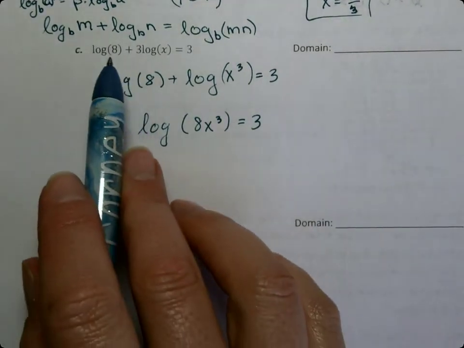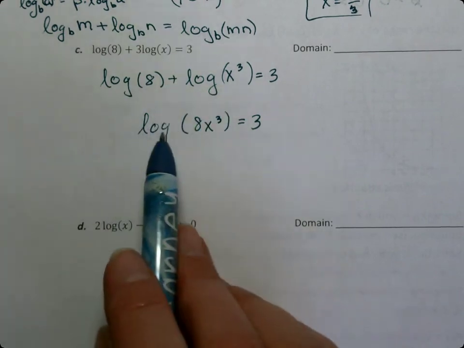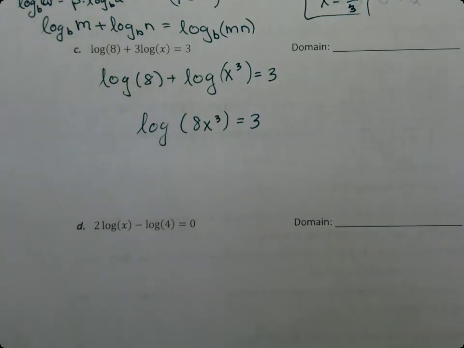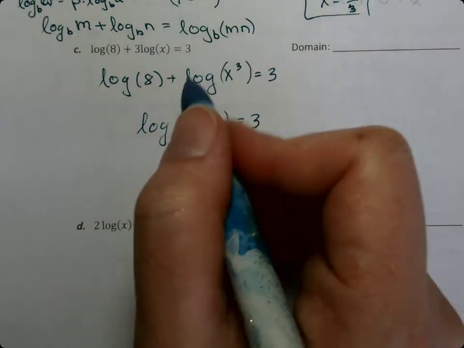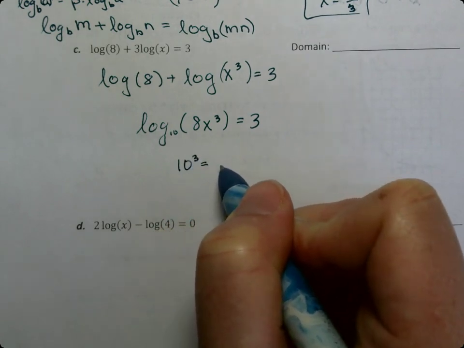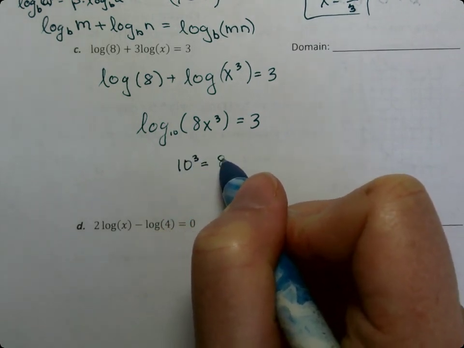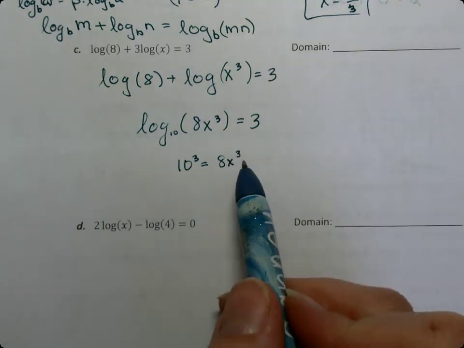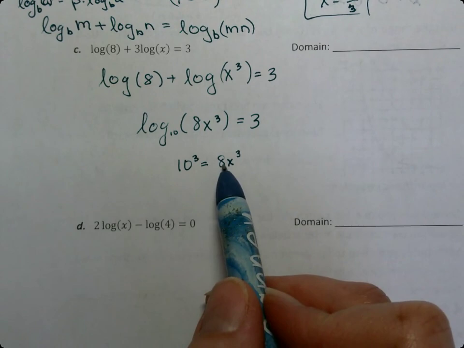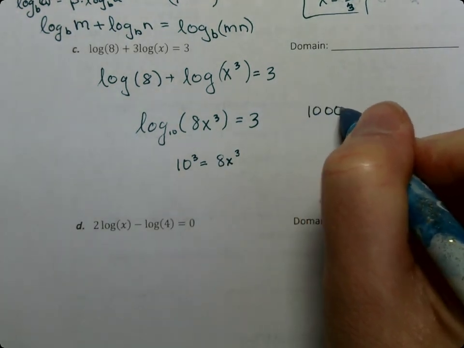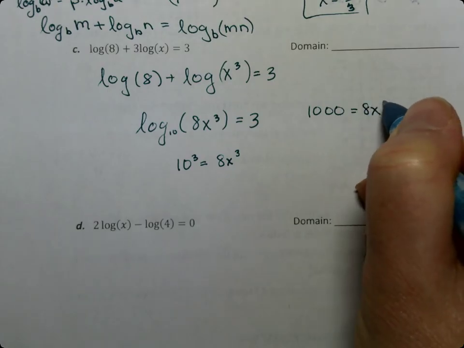So the idea is we got to write it as a single log. We need to get there. Once it's written as a single log, I'm going to take it out of logarithmic form and change it to exponential. What's the base of my log? 10. So 10 to the third equals 8x to the third. Now this power 3 is only on the x, not the 8. What is 10 to the third? 1,000 equals 8x to the third.